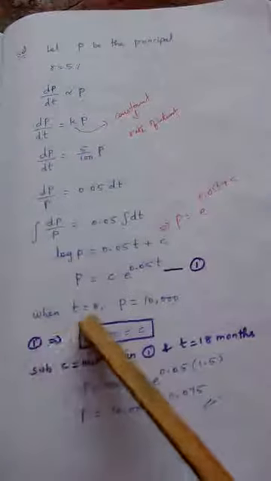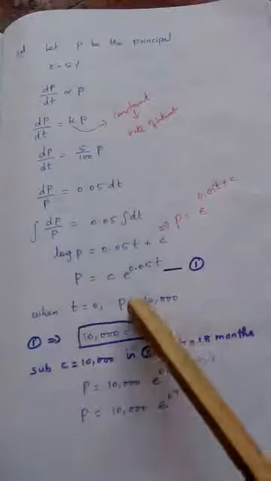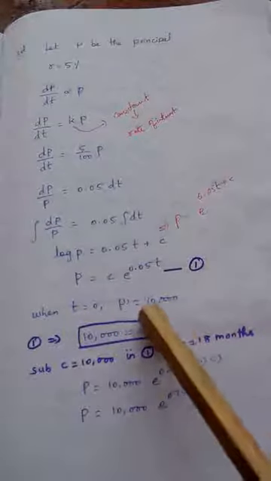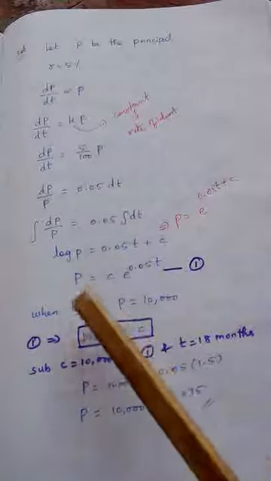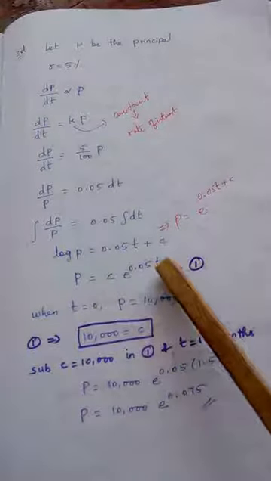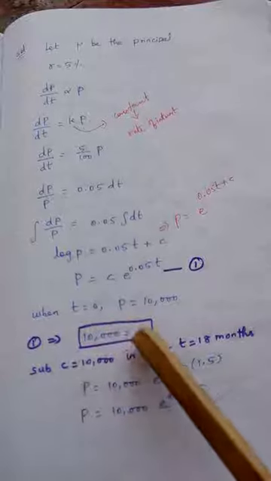Now what is the initial condition? At the starting stage, the person deposited only 10,000 rupees. So the starting point, the amount is 10,000. Using this condition in the first equation, P is equal to 10,000. T, if I put T = 0, this becomes 1. So C is equal to 10,000. Substitute C is equal to 10,000 in the first equation.